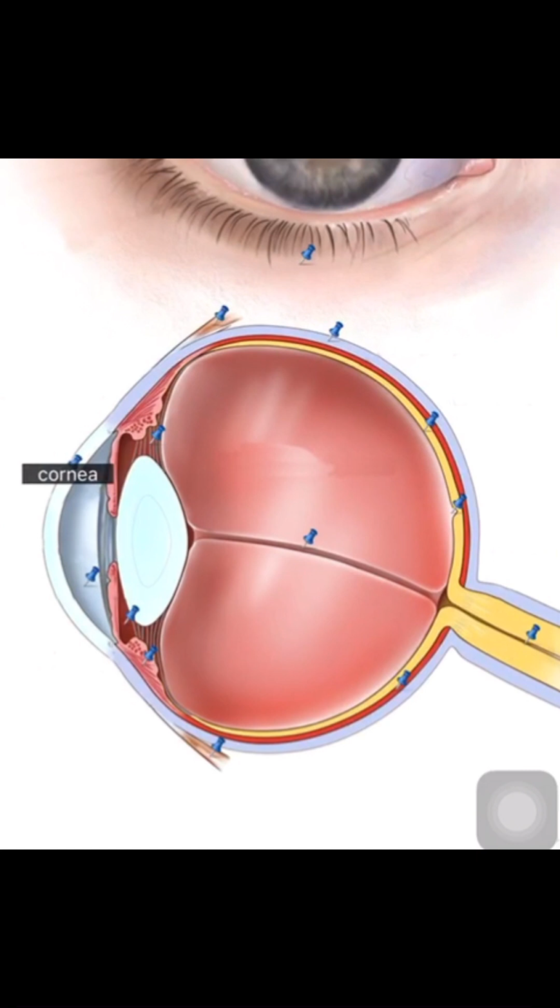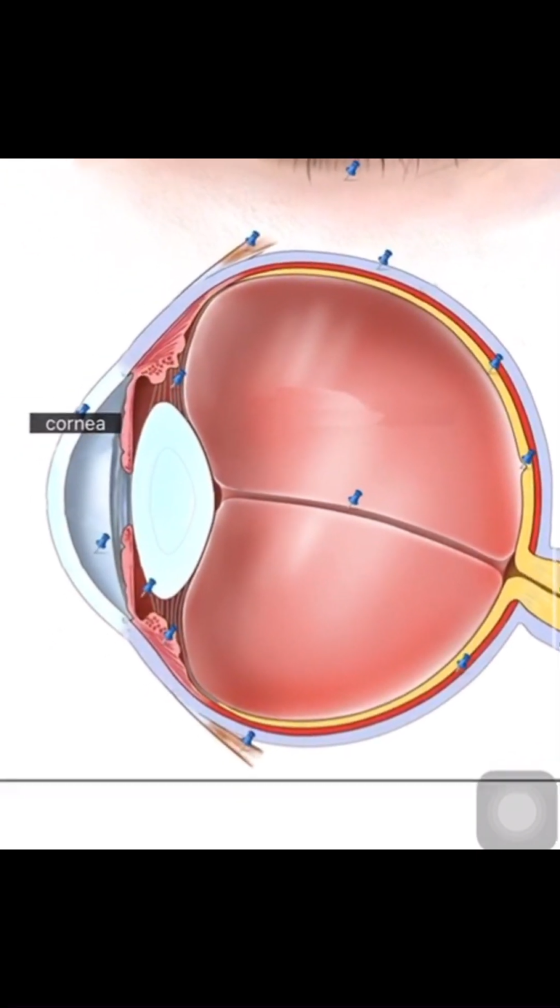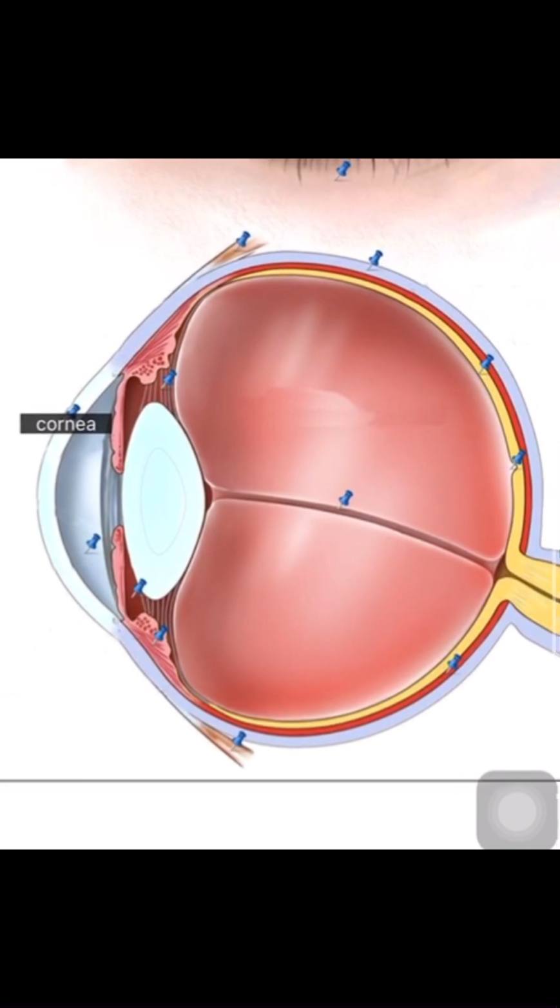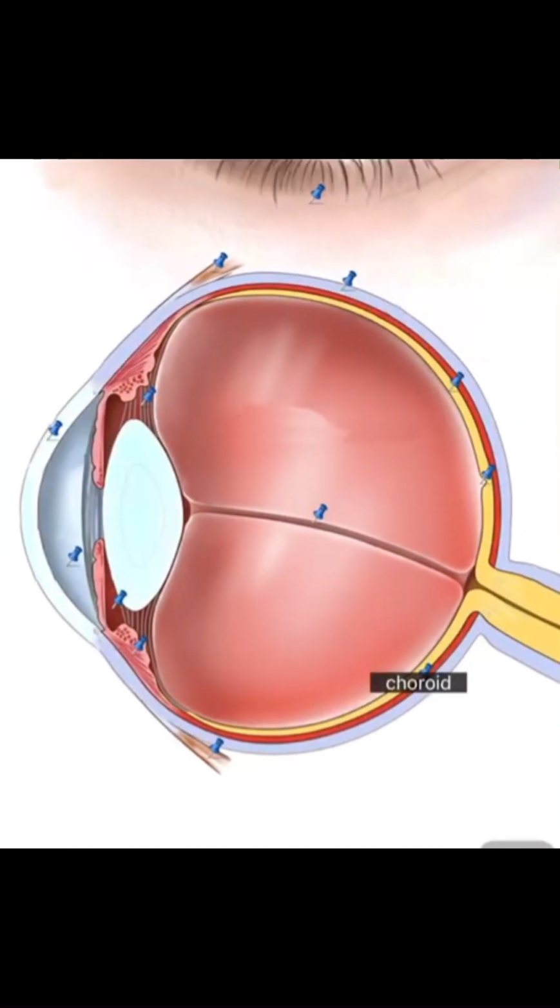There are 6 extrinsic muscles. I will discuss them later. And that's all about the outer layer. Now we will discuss the middle vascular layer.